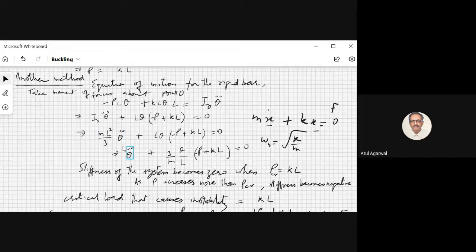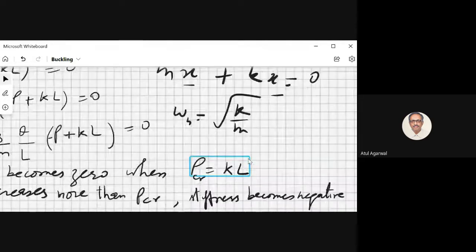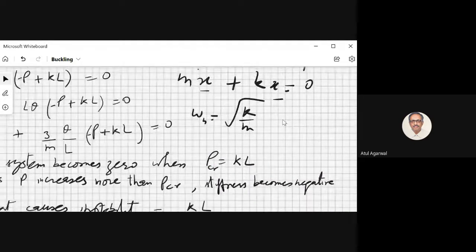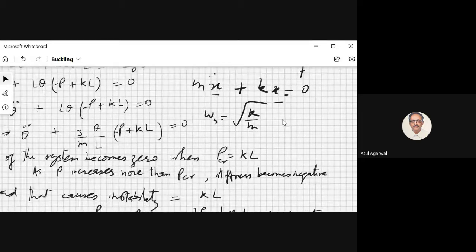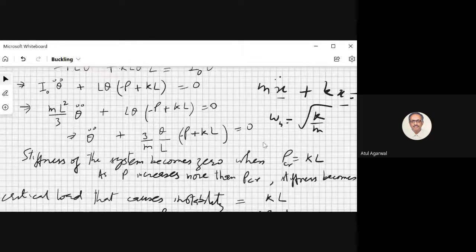So here you can write it as theta double dot plus this. So you can get an expression of natural frequency. So what is seen here? Can you see in this term, this minus P plus KL, this is acting like a stiffness. If this term becomes zero, your system will have zero stiffness.